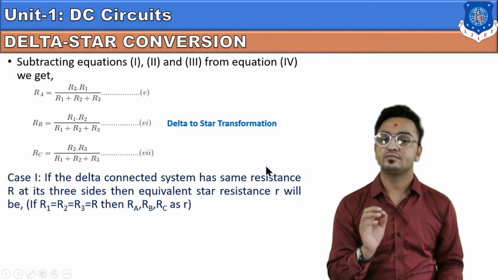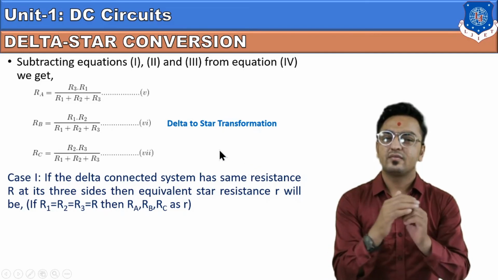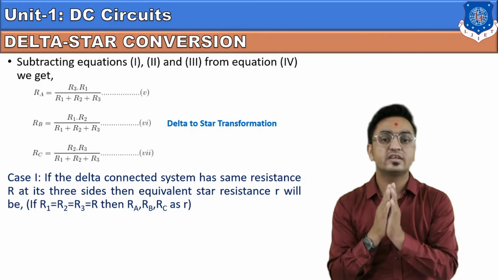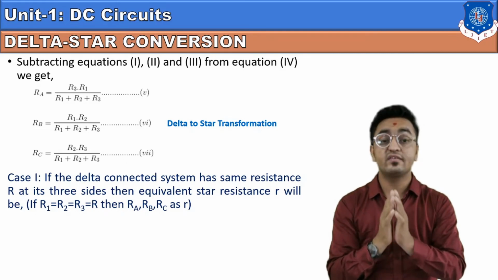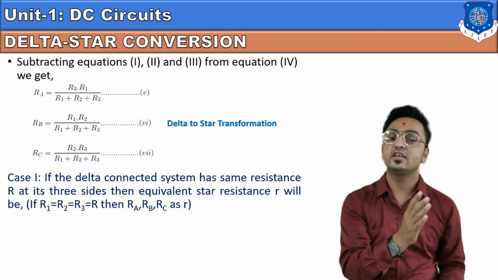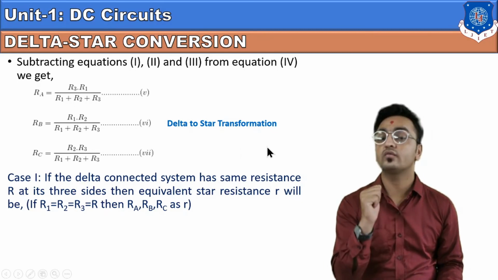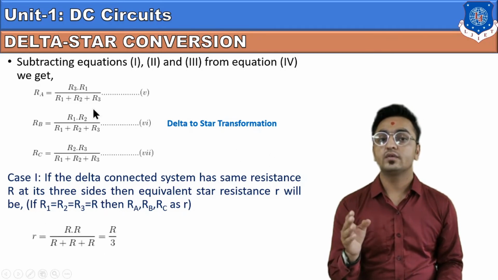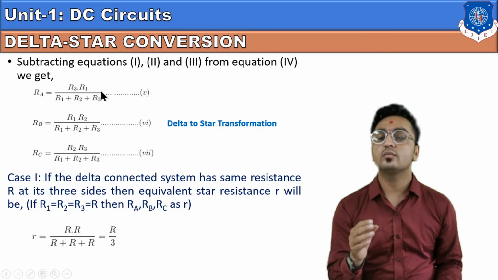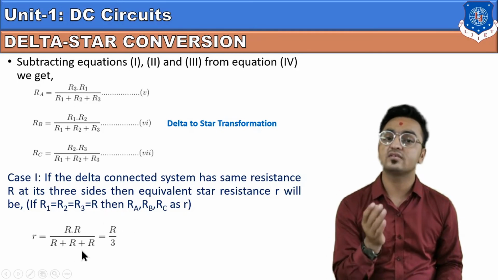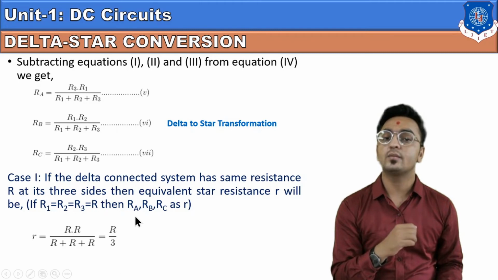In the same way, first of all, consider that in a delta connection there are three resistors, and if all have the same value, meaning R1 is equal to R2 is equal to R3 is equal to R, then what will be the value of Ra, Rb and Rc? If you put all the values as R, we get R into R divided by R plus R plus R. So basically that will provide R by 3.